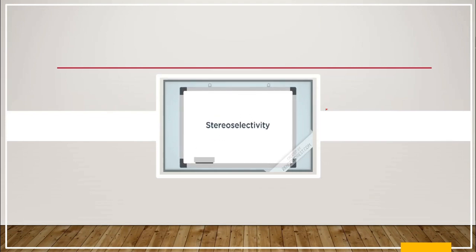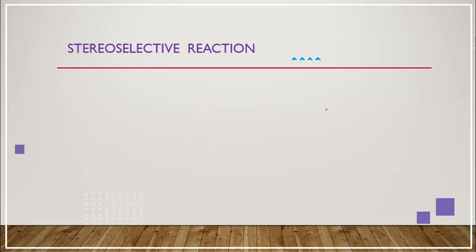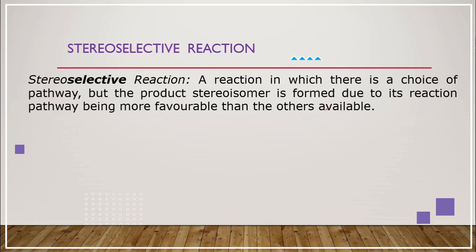Let us move into the next type, stereoselectivity. What is a stereoselective reaction? It is a reaction in which there is a choice of pathway, but the product stereoisomer is formed due to its reaction pathway being more favorable than the others available. The reaction is highly controlled by the most stable transition state.